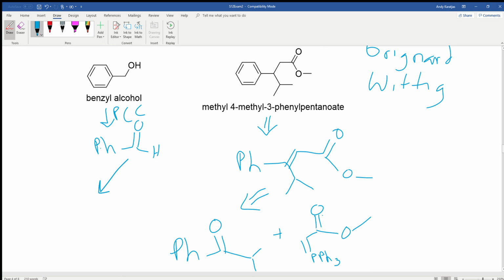What Grignard should we use? Well, we need to add an isopropyl group, so it would be logical to add the isopropyl Grignard reagent. That gives us our alcohol back, but we've now added on the first group of carbons. And now you can see the only difference between where we are and where we're trying to get to is a simple oxidation step.